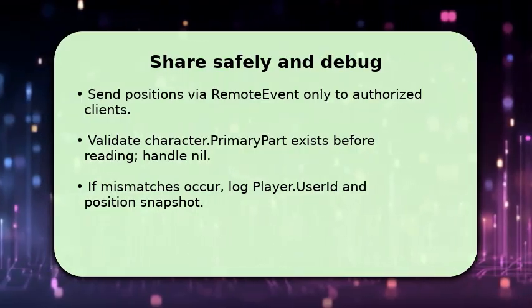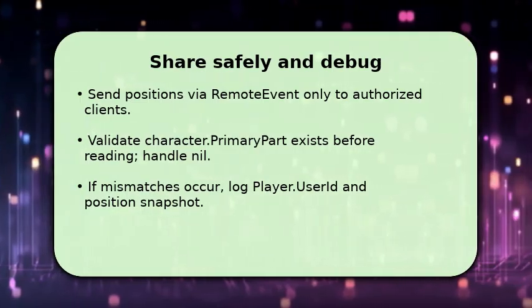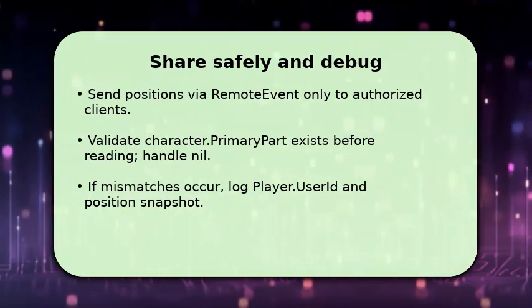If things go wrong, enable verbose logging, print player.UserId and position snapshots when unexpected nils or teleports occur. This helps find timing issues.